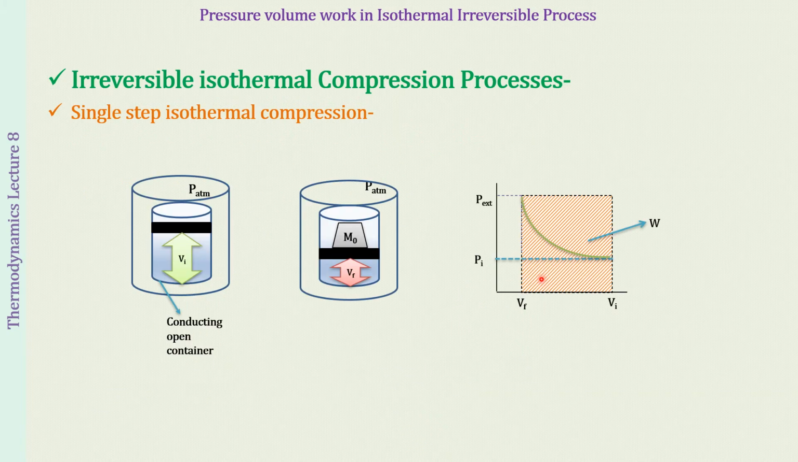So in the PV diagram, what you can see is that V final is less than V initial because a compression is taking place, and the P initial is going to be less than the P final also because we have put some mass over here. Here also there was an equilibrium between the system and the surrounding. At the final state also there is going to be an equilibrium between the system and the surrounding.